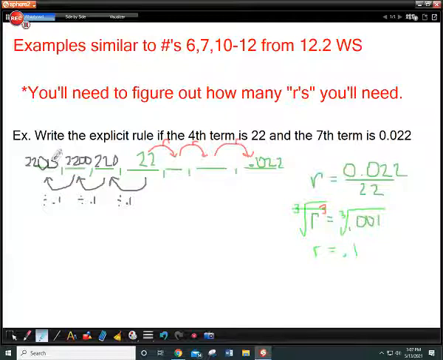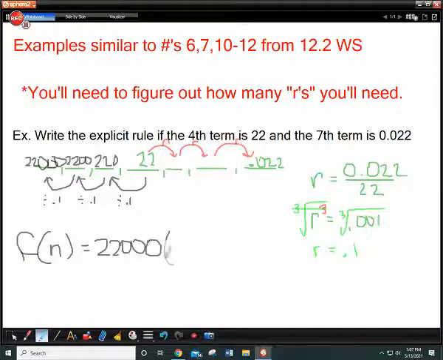Okay, so we're going to say f of n equals 22,000 times our ratio to the n minus 1 for n's greater than or equal to 1.